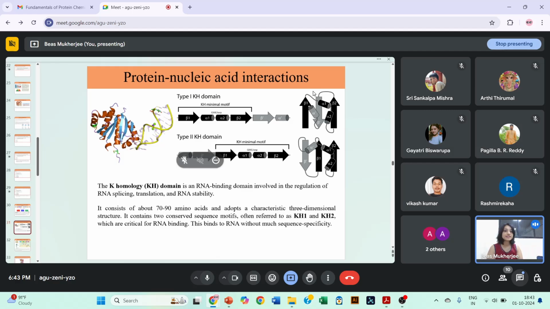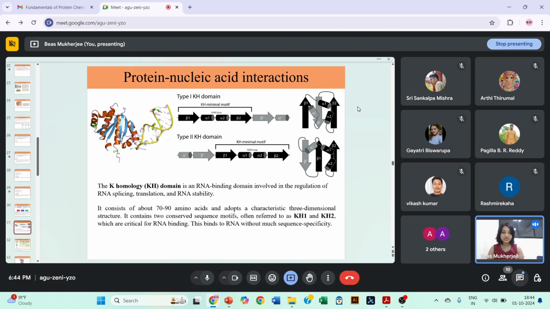Alright, so there is type 1 and type 2 K-homology domains. Type 1 is on the N-terminal side, type 2 is on the C-terminal, and you can see that this is very important for the regulation of RNA splicing, translation and RNA stability. So K-homology domains are made up of 70 to 90 amino acids and they adopt a characteristic three-dimensional structure.